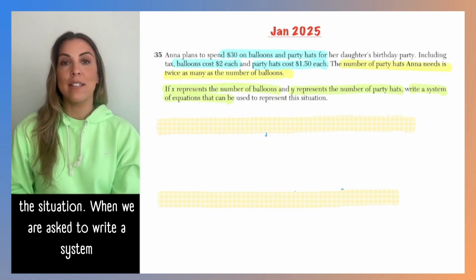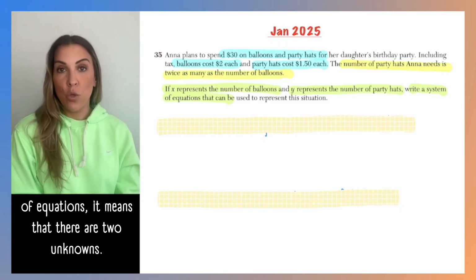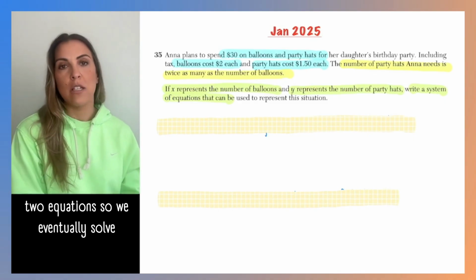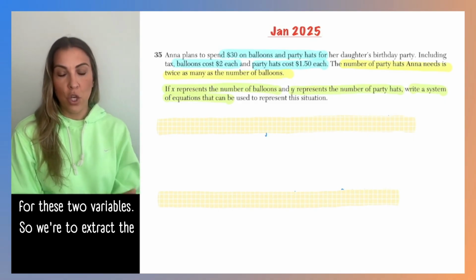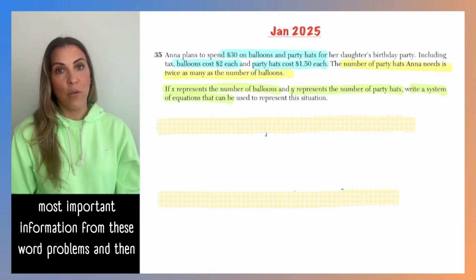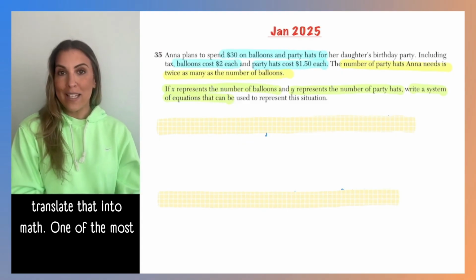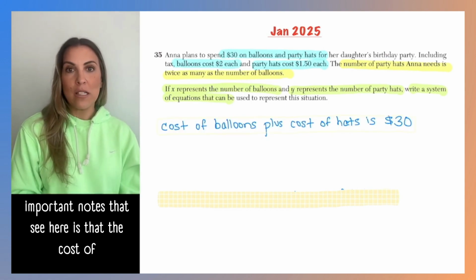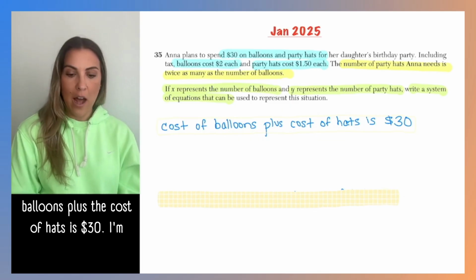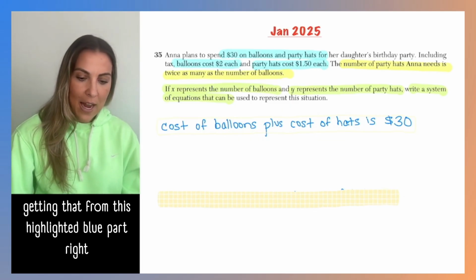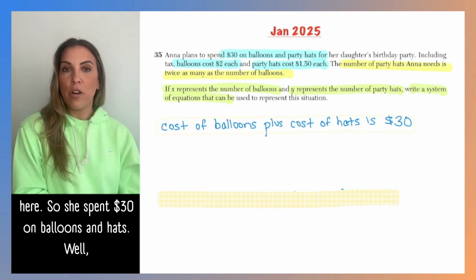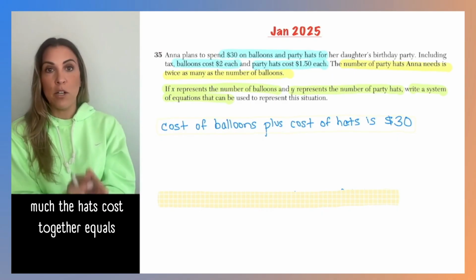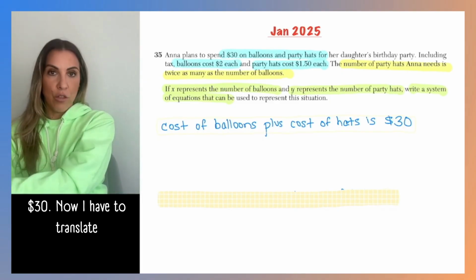When we are asked to write a system of equations, it means that there are 2 unknowns, 2 variables, and we are going to write 2 equations so we can eventually solve for these 2 variables. So we're going to extract the most important information from these word problems and then translate that into math. One of the most important notes is that the cost of balloons plus the cost of hats is $30. I'm getting that from this highlighted blue part right here. It says she spent $30 on balloons and hats. Well, that means that however much the balloons cost plus however much the hats cost together equals $30.